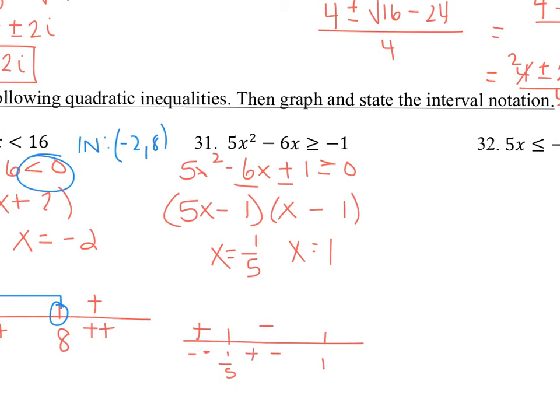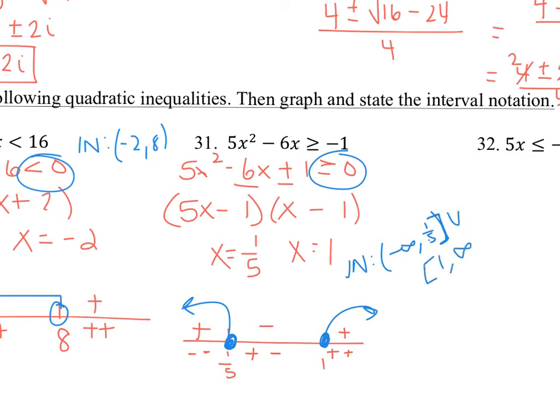So now I'm going to plug in 2. If I plug in 2, I have a positive and a positive, which makes a positive. So now I'm going to look at my inequality symbol. It's greater than or equal to, which means these are going to be closed dots. And everywhere there's a greater than sign is where my arrow goes. So my interval notation is negative infinity to 1/5, union, 1 to infinity.